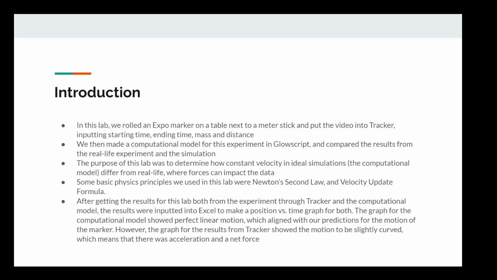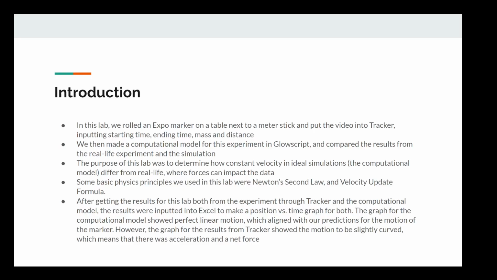The purpose of this lab was to determine how constant velocity in ideal simulations, like the computational model, differs from real life, like the Tracker, where forces can impact the data. Some basic physics principles we used in this lab were Newton's second law and the velocity update formula. After getting the results from both sources, we inputted the data into Excel to make position versus time graphs from both, which we will analyze later.